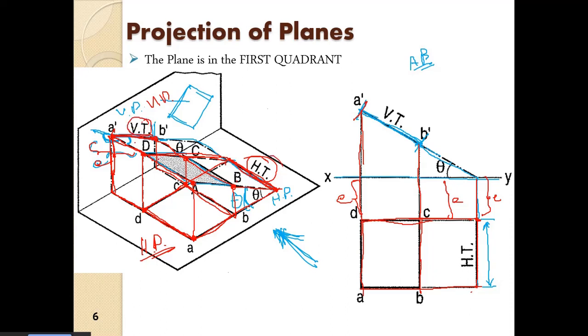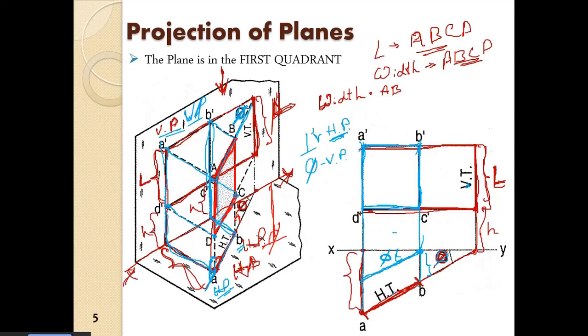So this is the horizontal trace. ABCD extended will cut the horizontal plane at this line, and ABCD extended will cut the vertical plane on this line. So the vertical trace cutting on the horizontal plane, we have the horizontal trace. Ultimately combining these two, we get the top view projection of the plane ABCD. And here combining the two, we got the front view projection of the plane ABCD.